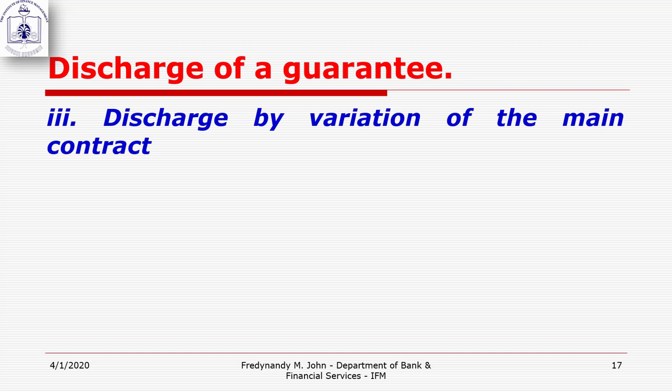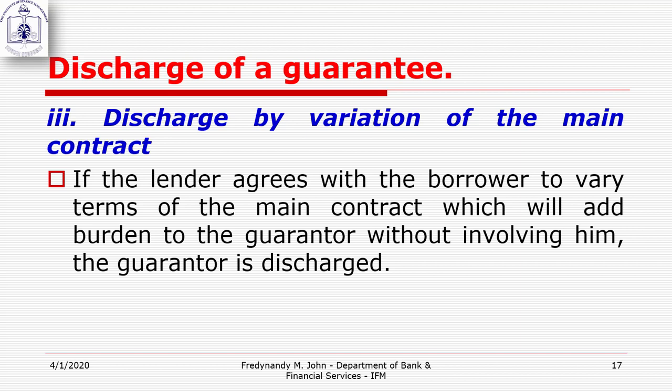Again, a guarantee contract can be discharged by variation of the main contract. This is very important to comprehend. Remember, there are 2 contracts signed here. Contract number 1 is known as the main contract. The main contract is between the lender or the banker and the principal debtor or the borrower. And the guarantee contract is the contract between the guarantor himself and the lender or the banker.